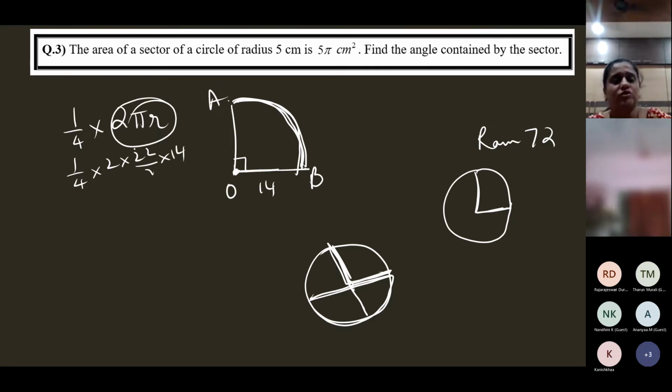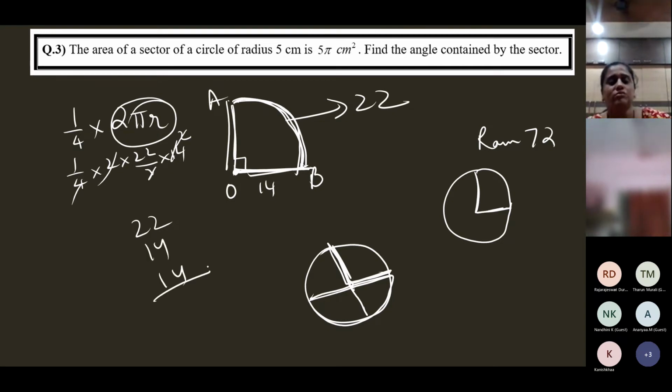So 1 by 4 into 2 into 22 by 7 into 14. This is a radius. 7 ones are 7, twos are 2, and this will get cancelled. So 22 you get. This length is 22. Plus 14 plus 14. Yes or no? So 28 plus 22. Is it 50?